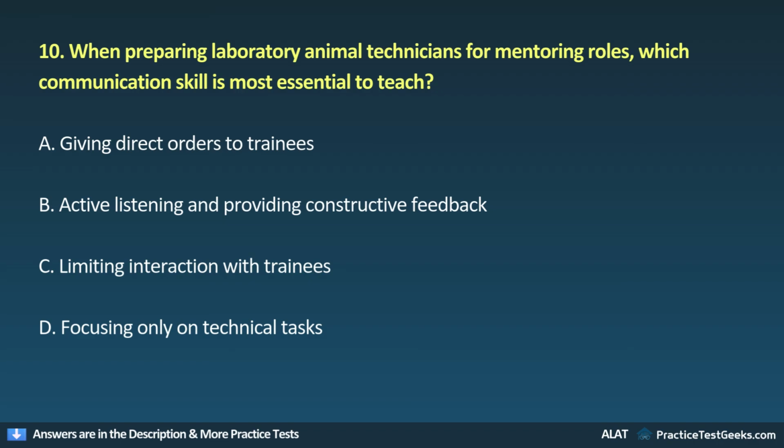10. When preparing laboratory animal technicians for mentoring roles, which communication skill is most essential to teach? A. Giving direct orders to trainees. B. Active listening and providing constructive feedback. C. Limiting interaction with trainees. D. Focusing only on technical tasks.